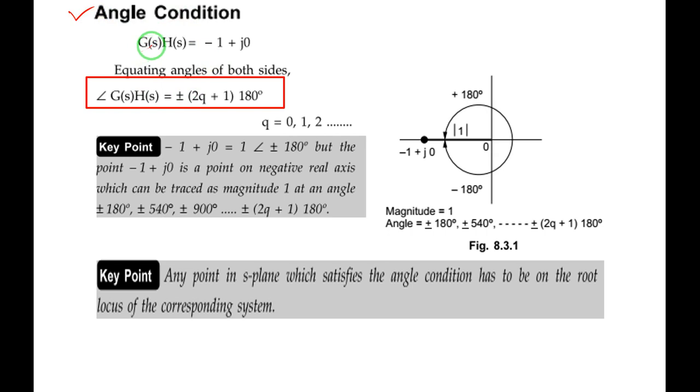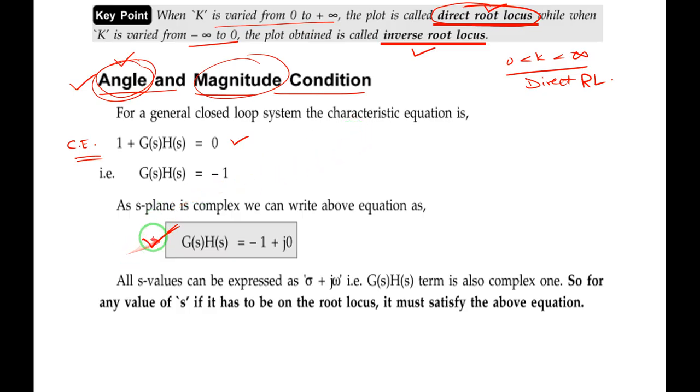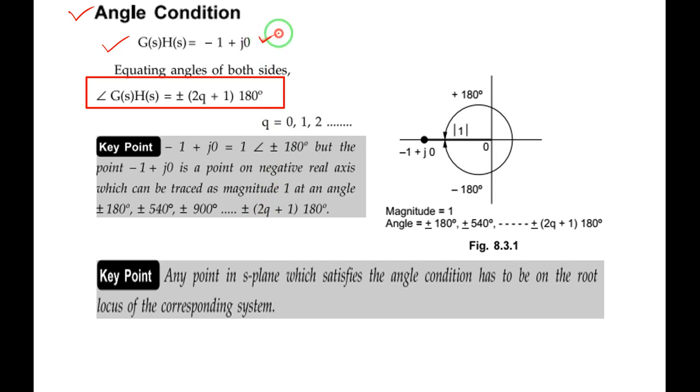What is this angle condition? Just now we have seen G(s)H(s) is equal to -1 + j0, right? This is the condition. Take the angle on both sides. The angle of G(s)H(s) is equal to an odd multiple of 180 degrees.